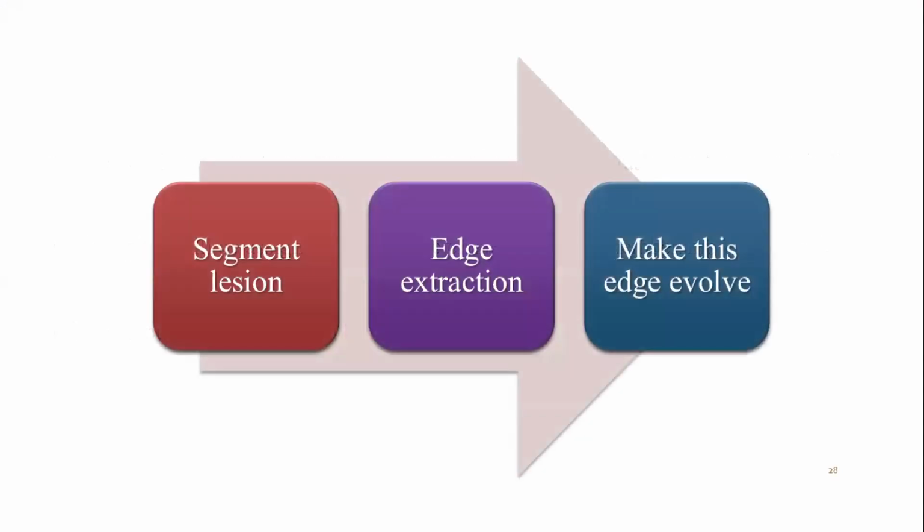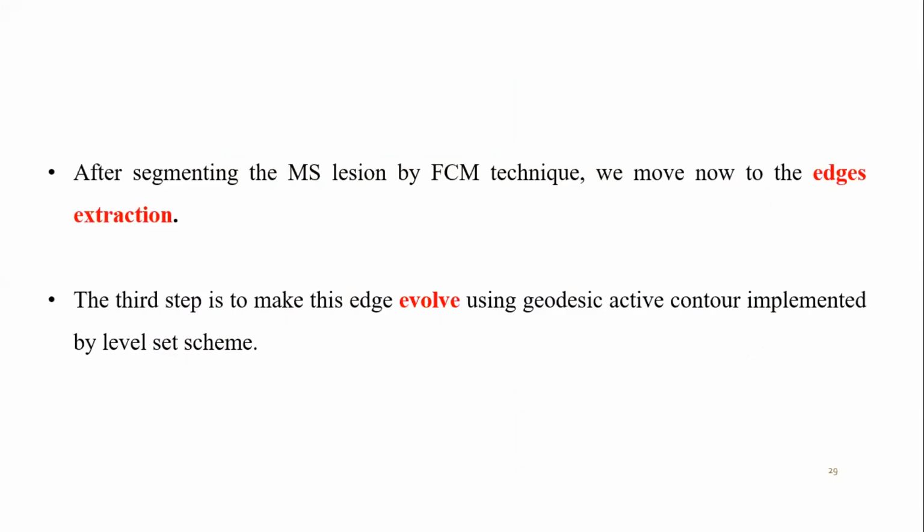So we will segment the lesion by FCM. We extract the edge of this lesion already segmented by FCM, and we finally make this edge evolve to where it delimits the lesion. So after segmenting the MS lesion by the FCM technique, we move now to the edge extraction, and the third step is to make this edge evolve using a geodesic active contour implemented by level set.